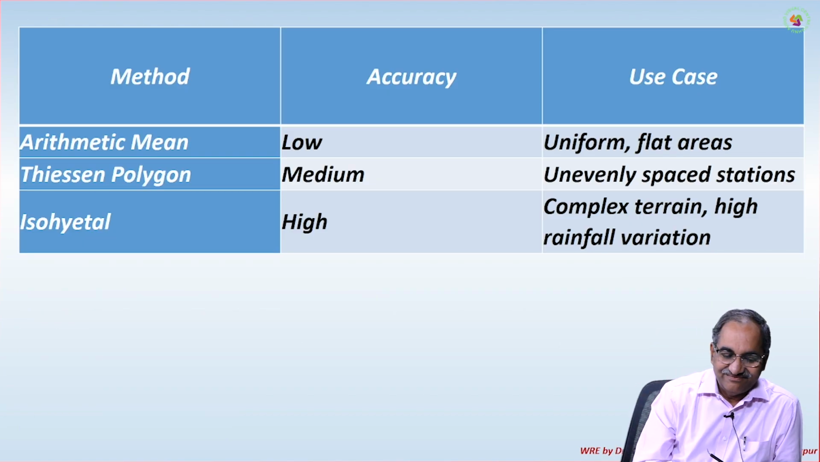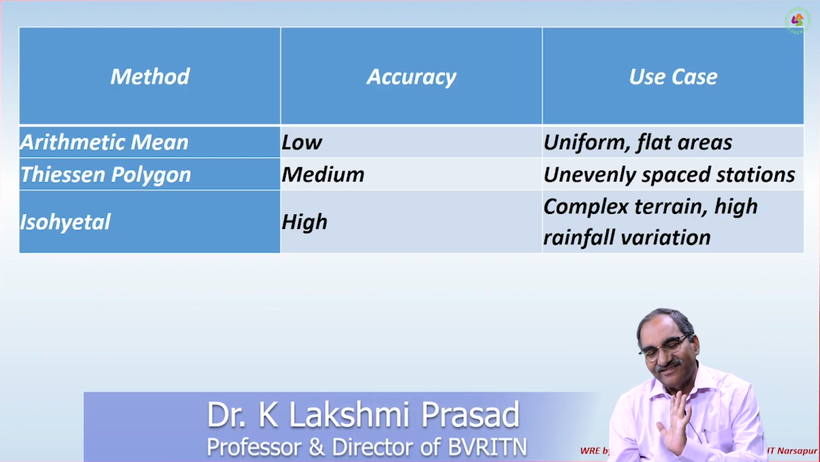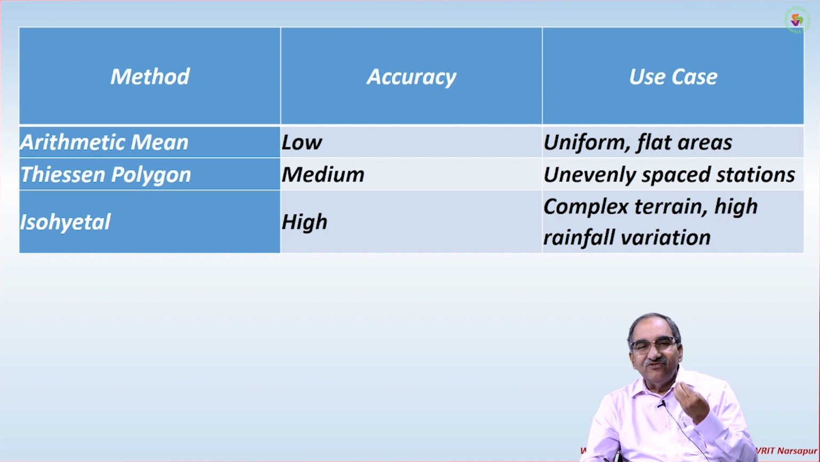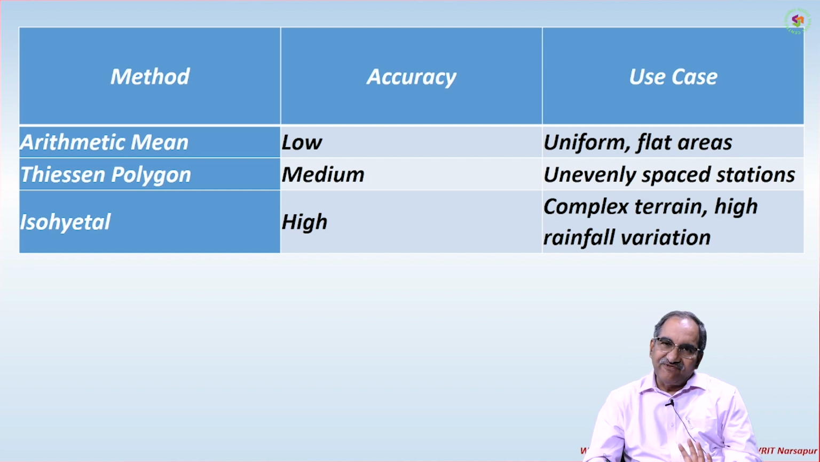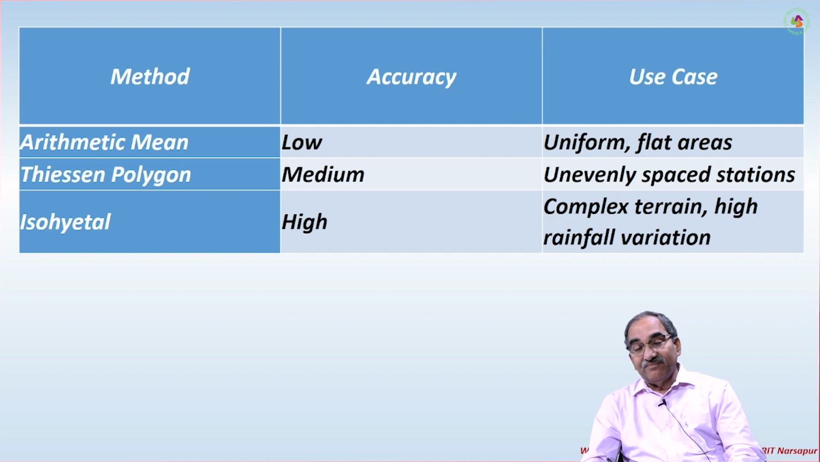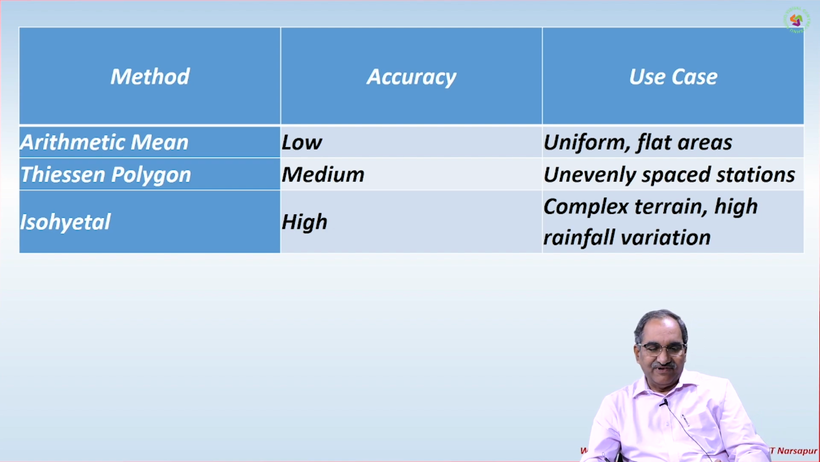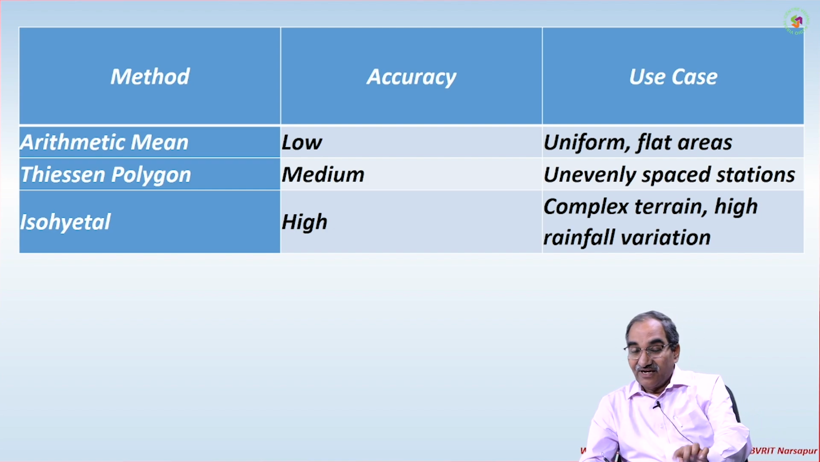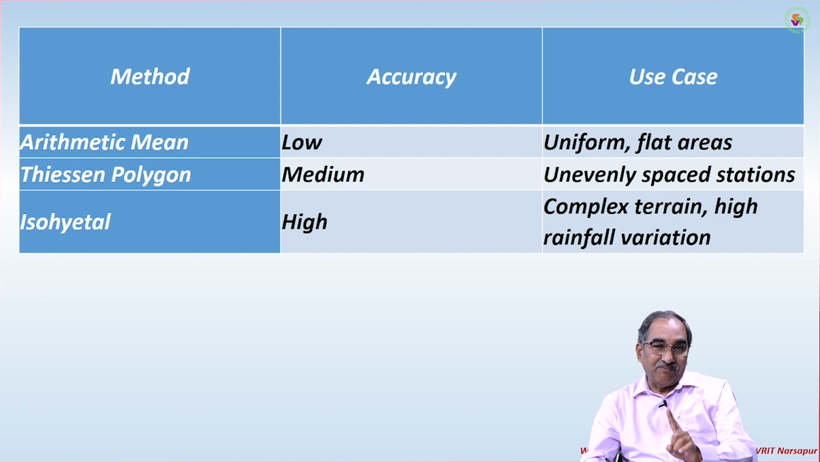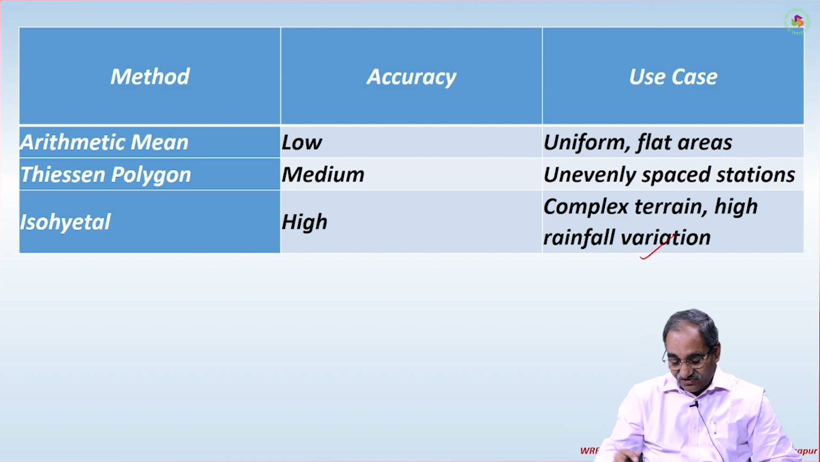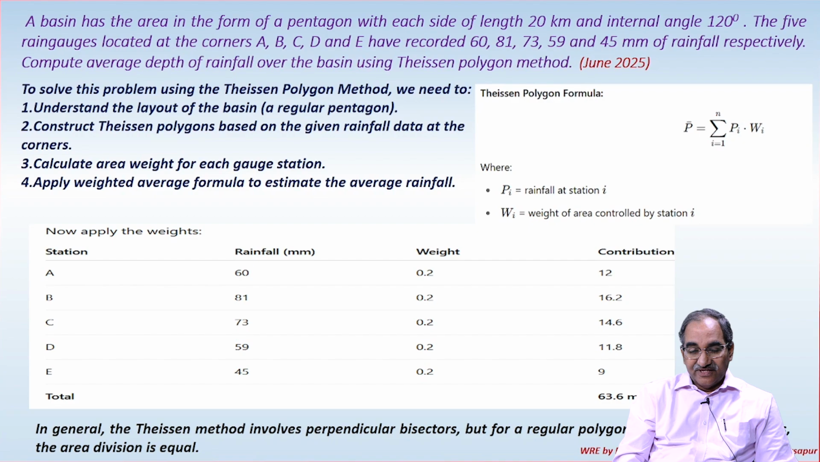Now the comparison. The arithmetic mean method's accuracy is comparatively low. Where rainfall is uniform and the areas are flat, it gives us a preliminary answer. The Thiessen polygon method, for unevenly spaced stations, has a medium level of accuracy. But the isohyetal method is high, provided you draw the isohyetal map properly, for complex terrain or high rainfall variation. So this is the comparison between the three rain gauge methods.